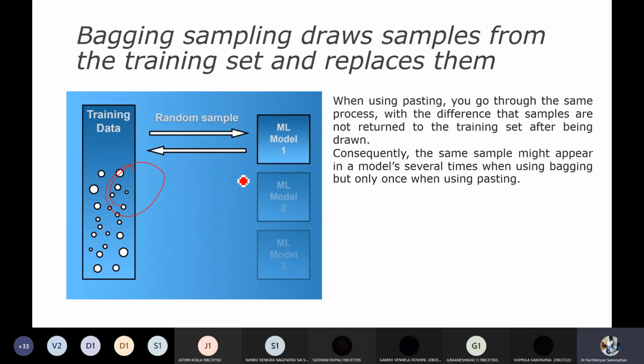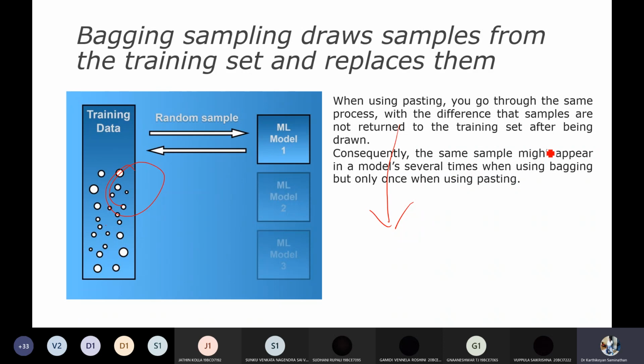When using a pasting technique, you go through the same process, with the difference that samples are not returned to the training set after being drawn. Here we are not returning the samples, whereas in bagging we will return them. The same samples will be returned back to the training set. Consequently, the same sample might appear in the model several times when using bagging, but only once when using pasting.